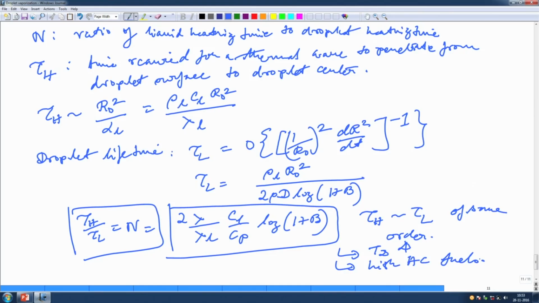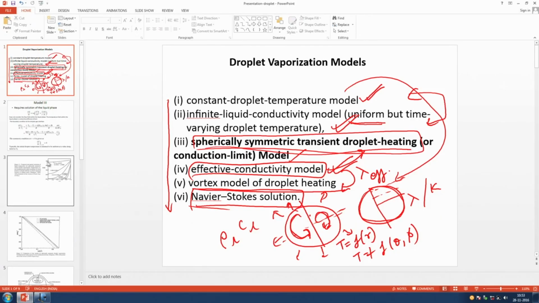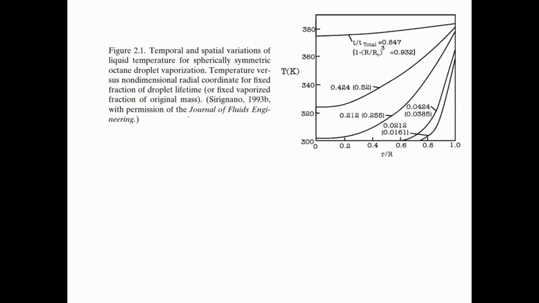Okay. Higher hydrocarbon fuels always show this kind of characteristic, where the droplet heat-up time and the temperature are almost the same. Let us look at two graphs to illustrate this, taken from the Journal of Fluids Engineering. The temperature versus non-dimensional radial coordinate, right, and you can see even at 90% or 85% of the droplet lifetime, still there is a slope. You can see that it just about reaches there.